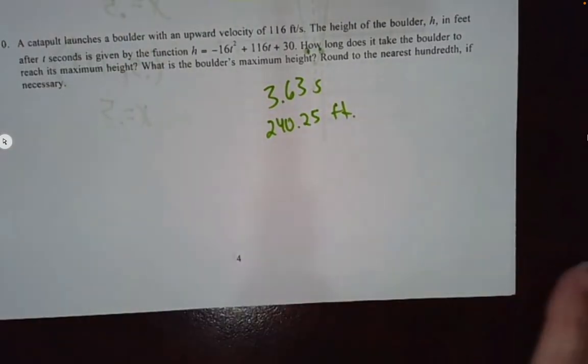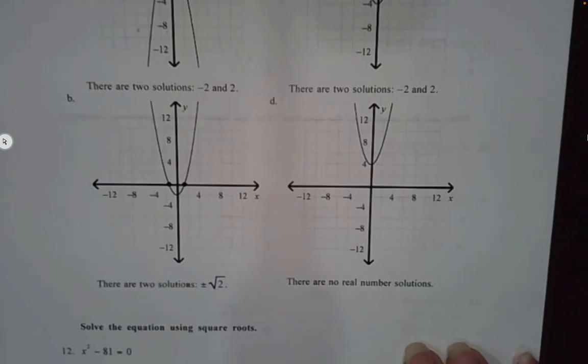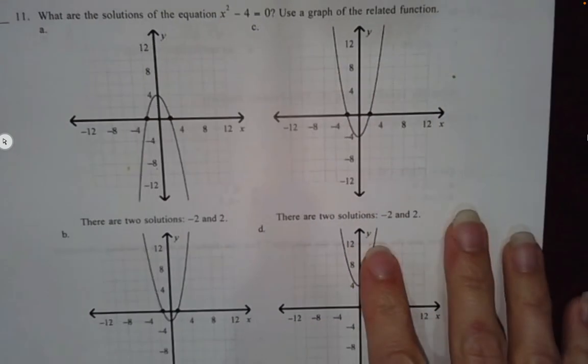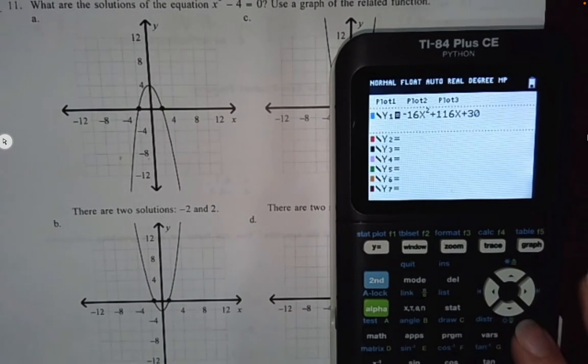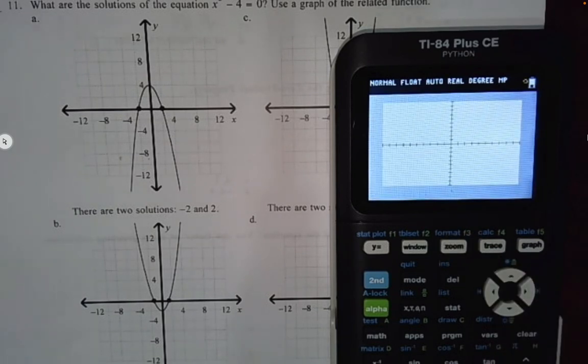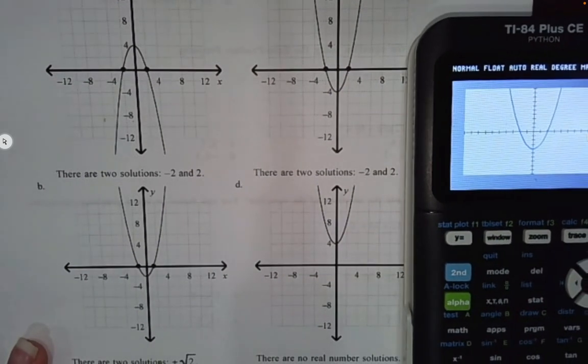What are we, halfway done, I think? How many are there? 20? Okay. All right, number 11. What are the 2 solutions? Do y'all want to just graph it? Is that what y'all would pick? Okay, we'll just graph this one. So I'm going to do x squared minus 4. And I'm going to press zoom 6 because my window is all crazy.